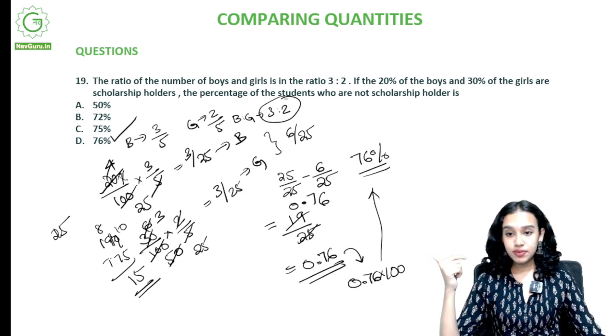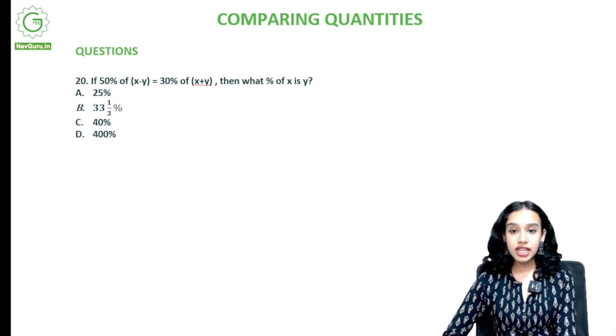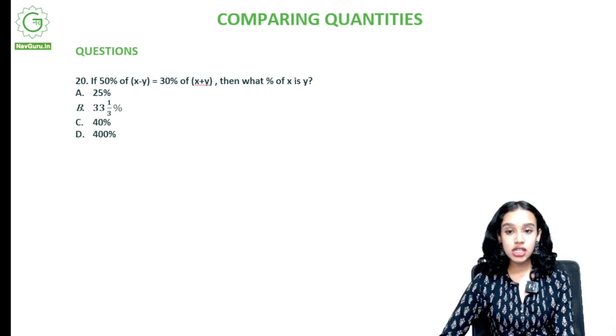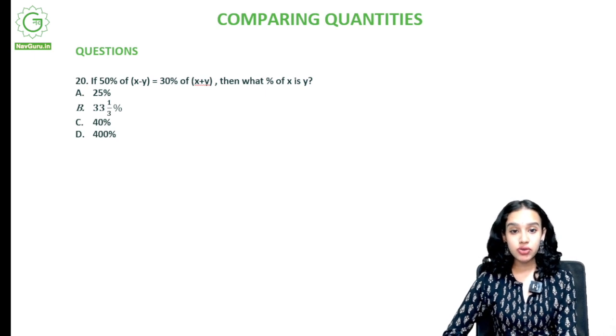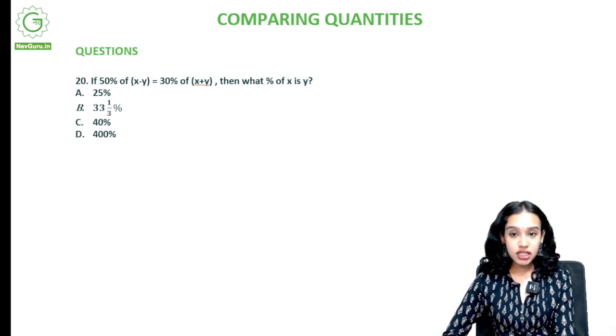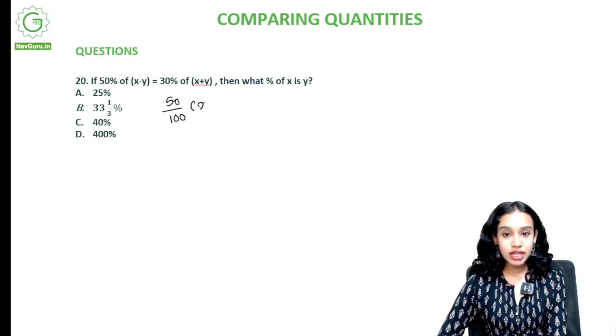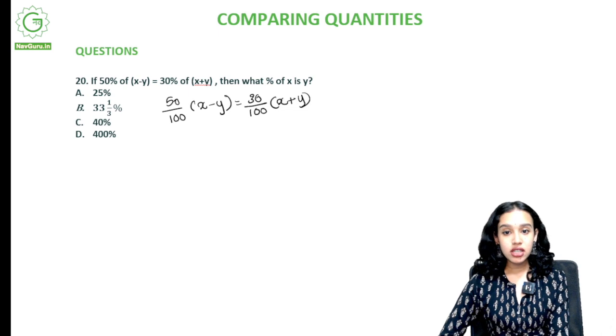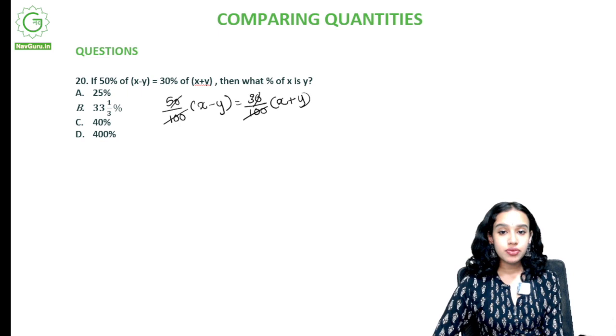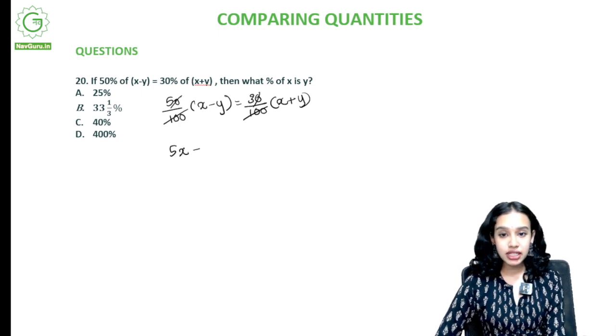Okay, now if 50% of x minus y is equal to 30% of x plus y, then what percentage of x is y? So here it said that 50%, that is 50 by 100 of x minus y is equal to 30 by 100 of x plus y. Okay, so let's cancel this 100 and 100 out. We have 5 and 3. So we have 5x minus 5y is equal to 3x plus 3y, right?